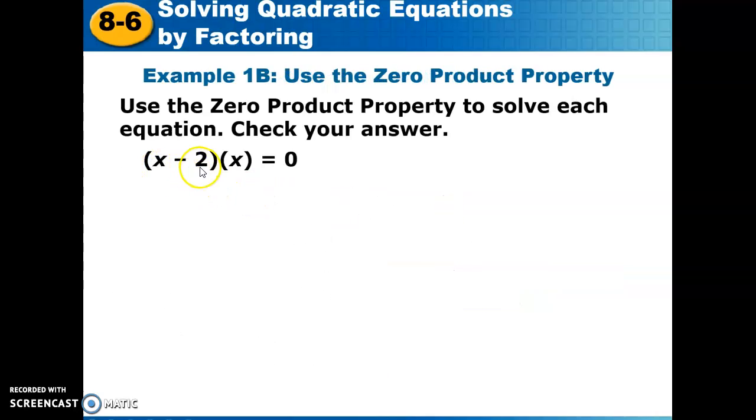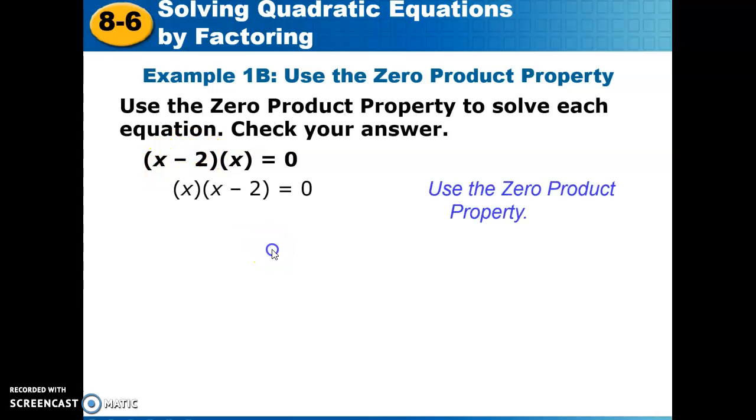We have x minus 2 times x equals 0. So I know that this has to equal 0, or this has to equal 0. The x minus 2, if I set that equal to 0, guess what? My answer is x equals 2. I'm taking the opposite of this.